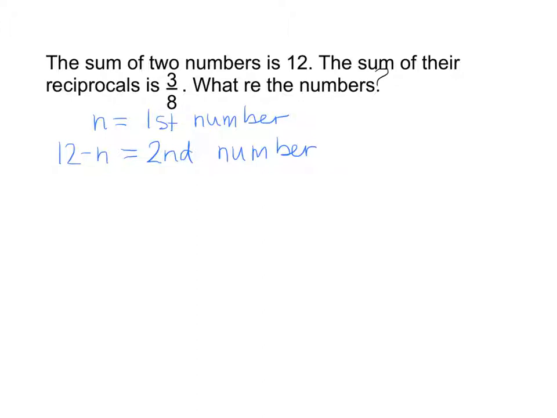And then it says the sum of their reciprocals is 3 over 8. We need to write an equation. The reciprocal of n is 1 over n. What's the reciprocal of the second number? 1 over 12 minus n. And it says the sum of their reciprocals. So how can I make that a sum? Plus. Equals 3 over 8. Right.